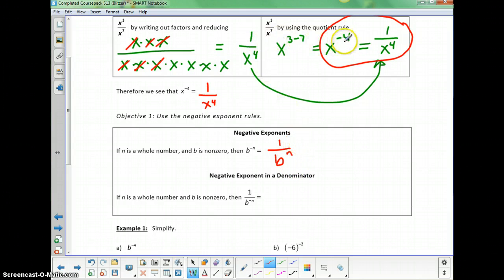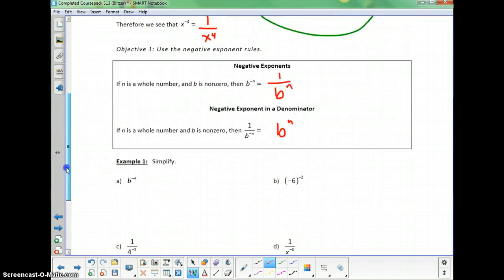A negative power in the top is the same thing as 1 over the power positive. Or vice versa. If it's 1 over b to the negative n, then that's the same thing as b to the n. Negative powers are like reciprocals. They're going to switch where the exponent expression goes. So let's see how this works.